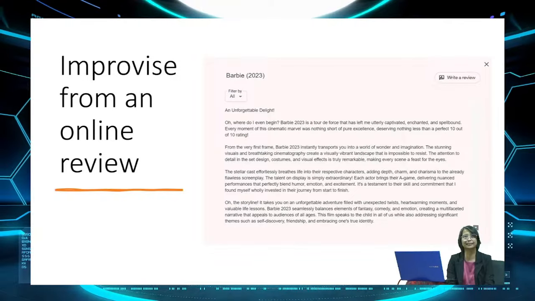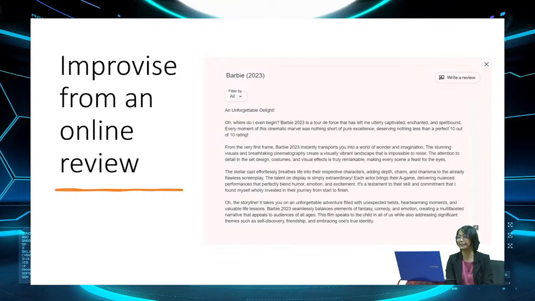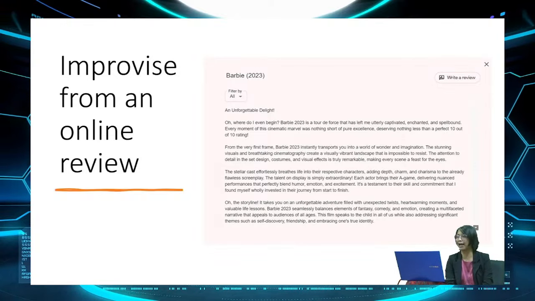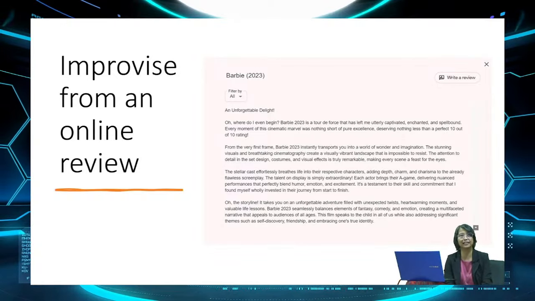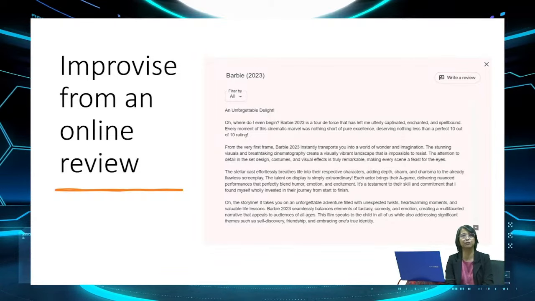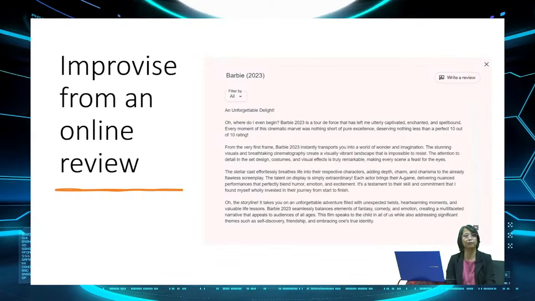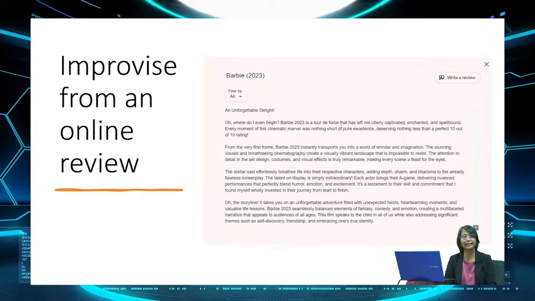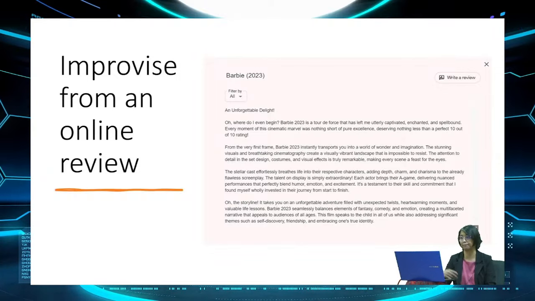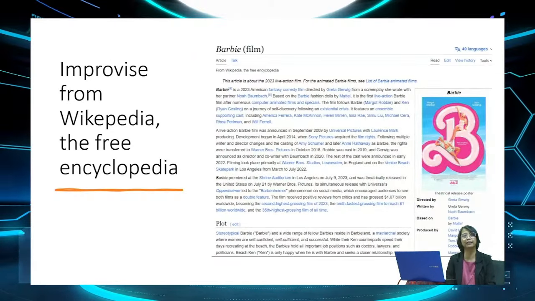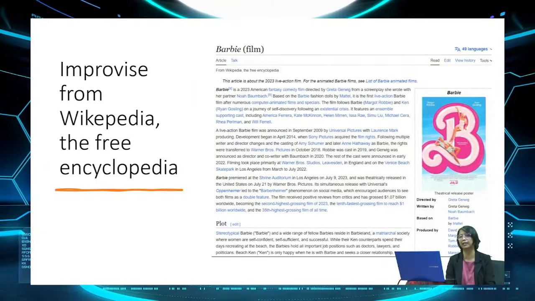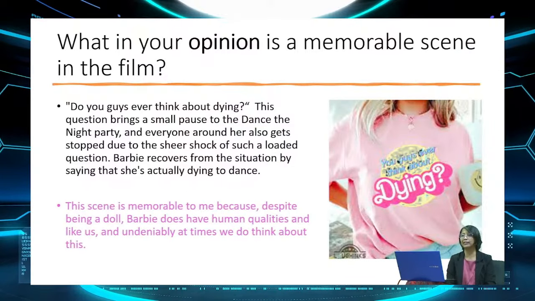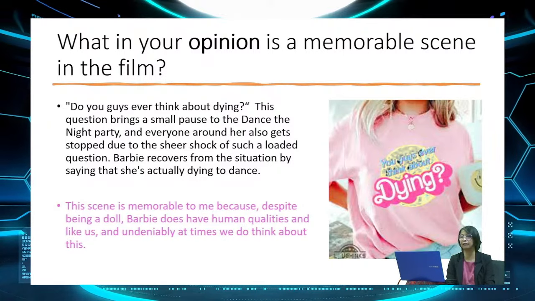Okay, what is good about this is that the person has actually written the review well, with adjectives, as you can see, and a lot of less common lexis. So if you think the textbook is too easy for you, why not improvise from an online review? Okay, all these are ideas or techniques which you can do before the exam. Or some of you would like a more formal way of writing, you can improvise from Wikipedia or even AI now. Okay, what in your opinion is a memorable scene in the film?